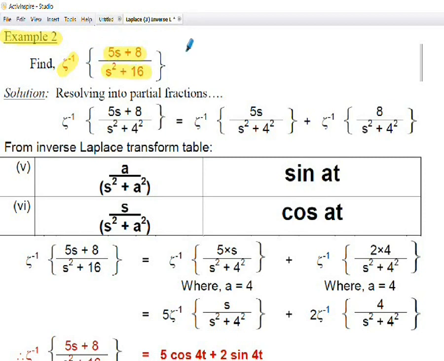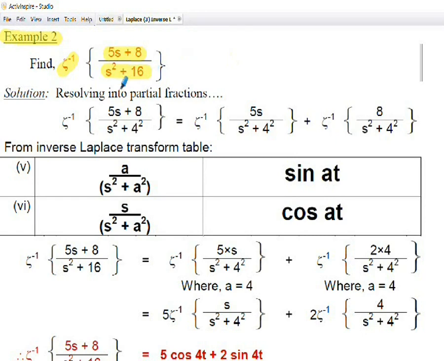Now there'll be no function in our table where we have an s plus a on the top line. If you scan through the functions in the previous part of this presentation, you won't see an s plus a on the top line. So one of the techniques we can use is to resolve this function into its partial fractions.